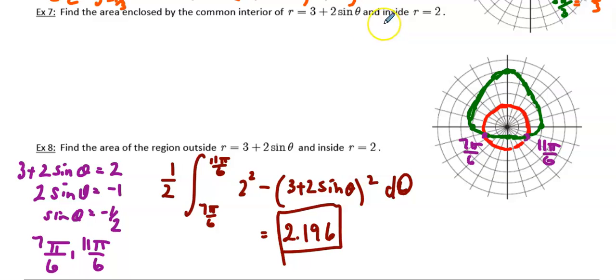Well, now we want to change it up slightly and say, now let's find the area enclosed by the common interior of these two graphs. Instead of finding the area right here, I'm going to find the area of what's here. So I'm going to find all of this area that you guys can see in this particular example. So the common interior of both, so what's inside all of them.